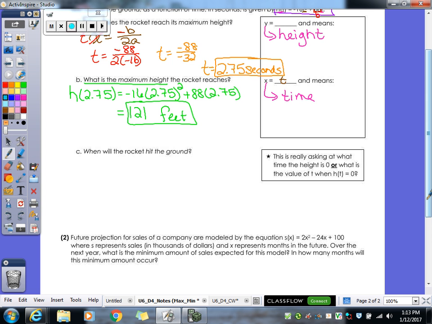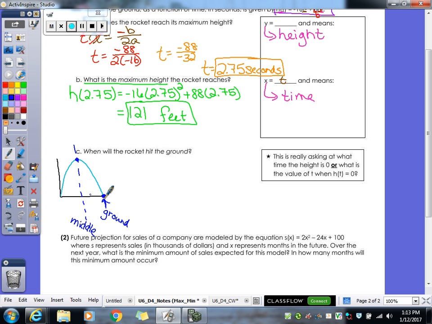Alright, so then part C, when will the rocket hit the ground? So let's think for a second. The graph of this equation is going to look very similar to the graph of the equation we did on the front. It's going to be one of our upside down parabolas because our A value was negative. We had a negative 16 in the beginning, so we knew it was going to be upside down. We're looking for when it hits the ground, which would be right there, the ground level being our x-axis. So we know so far when it reaches its maximum height, which is where in the parabola? It's in the middle.